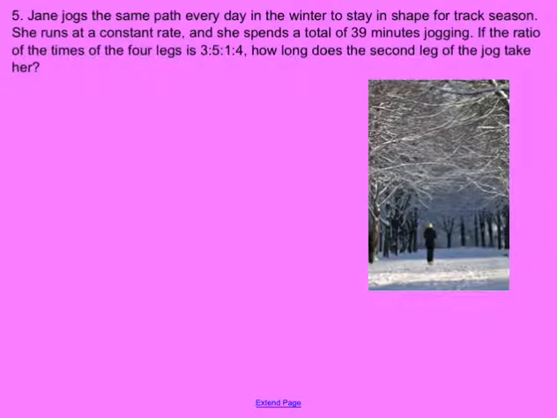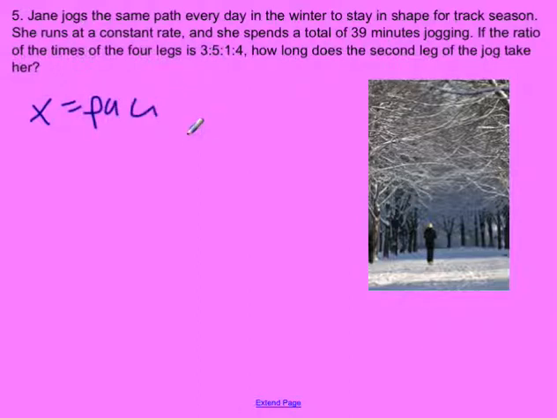Jane jogs the same path every day in winter to stay in shape for the track season. She runs at a constant rate and spends a total of 39 minutes jogging. If the ratio of the times of the 4 legs is 3 to 5 to 1 to 4, how long does the second leg of the jog take her? So we're going to let x represent her pacing. So x represents how fast she's going.